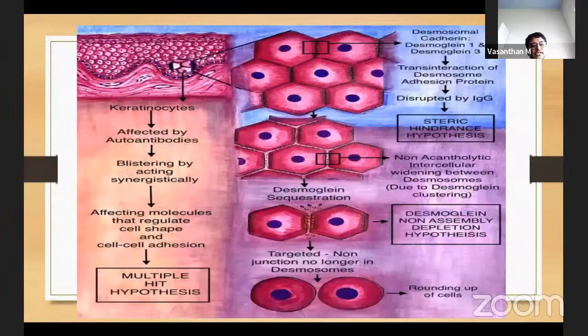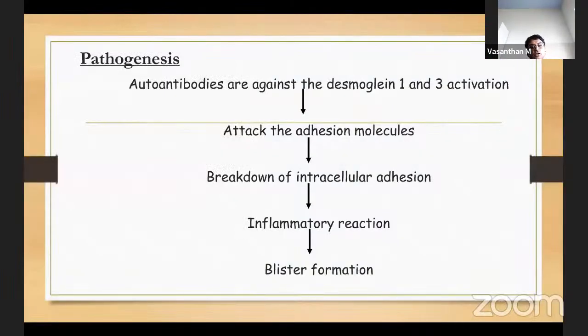These are the various theories which have been proposed for the pathogenesis of pemphigus vulgaris. But the most common pathogenesis is the development of an autoantibody directed against an adhesion molecule called desmoglein 1 and 3. This leads to a breakdown of the adhesion between the epithelial cells, and it leads to an inflammatory reaction and blister formation. When the autoantibody is directed against only desmoglein 3, it presents only as a mucous lesion.